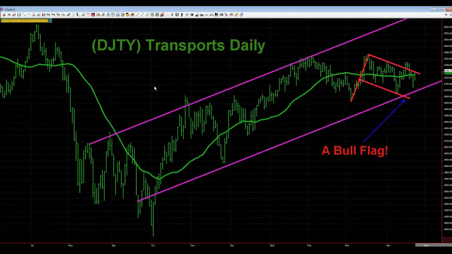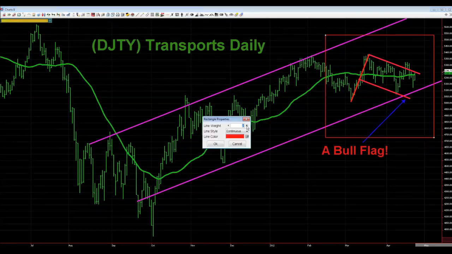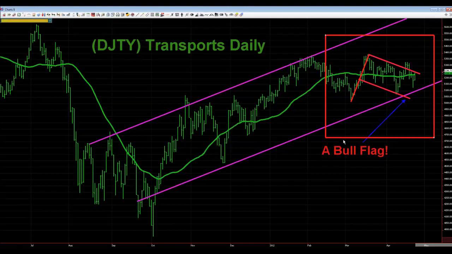Dow Jones Transportation Average. Traders, you might have recognized that in the last few videos I have done for you, I did not show you the Dow Jones Transportation Average. There's a reason. I've been looking at this as a bull flag all along, all throughout this down move that we've had. I have been viewing this as a bull flag and wondering if it's going to maintain the bull flag and take us higher.